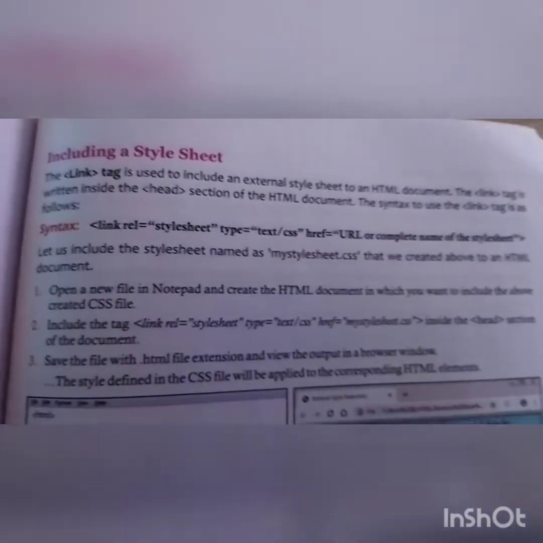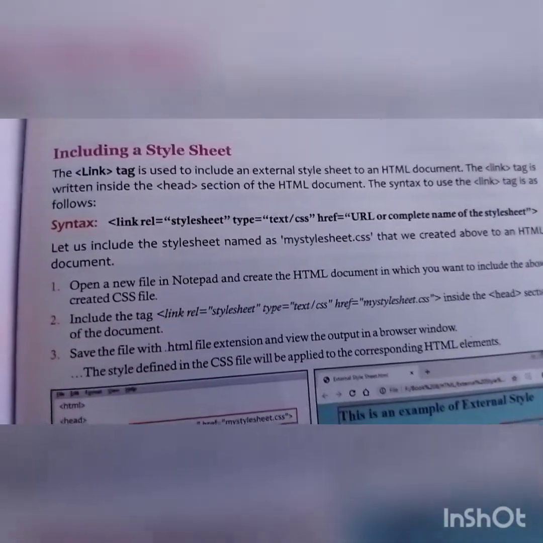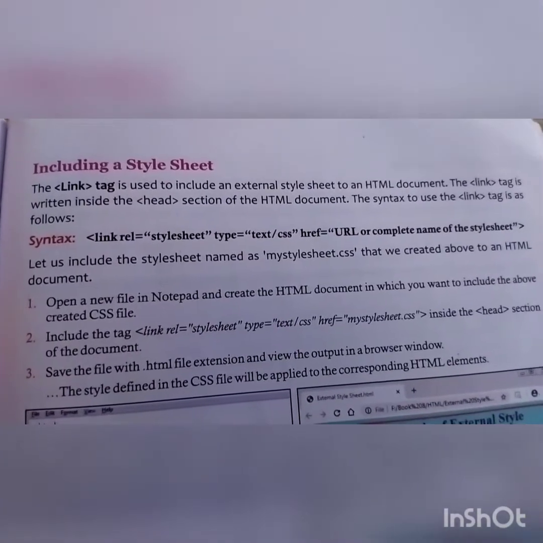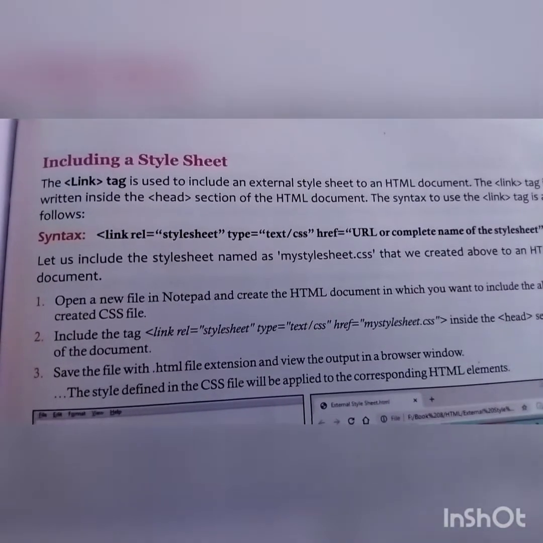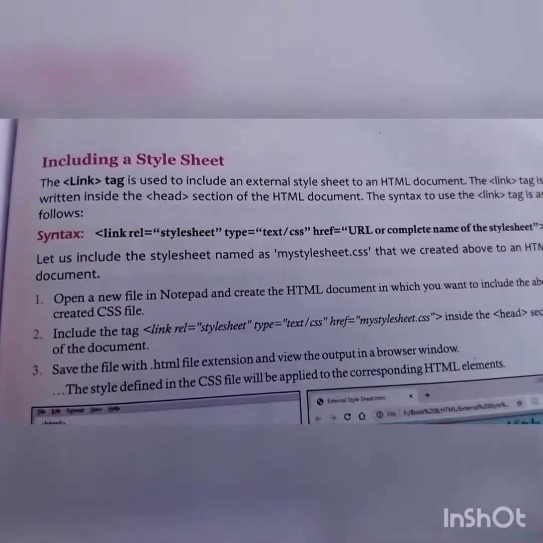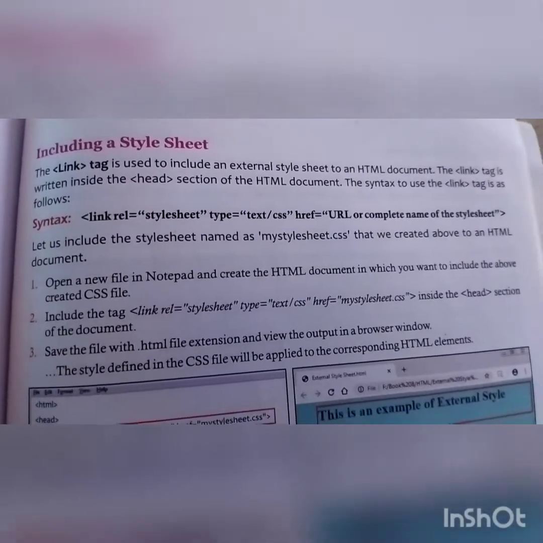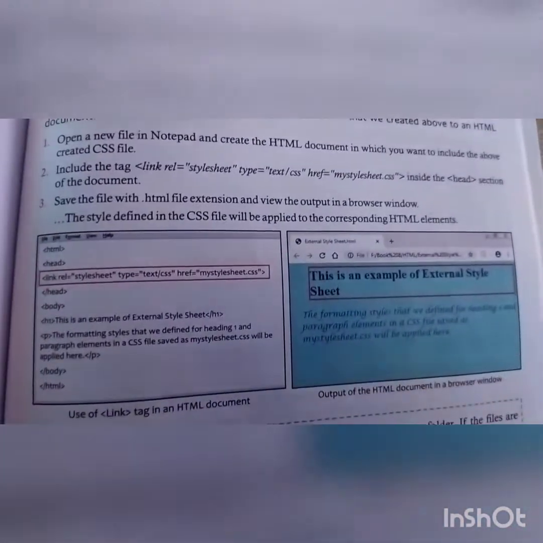Your last topic is including a style sheet, meaning how to include the style sheet through CSS. It is done with the link tag. With the link tag, we include an external style sheet in our HTML document. The link syntax is: link rel="stylesheet" type="text/css" href="URL or complete name of the style sheet". You can apply all this coding related to including a style sheet, students.